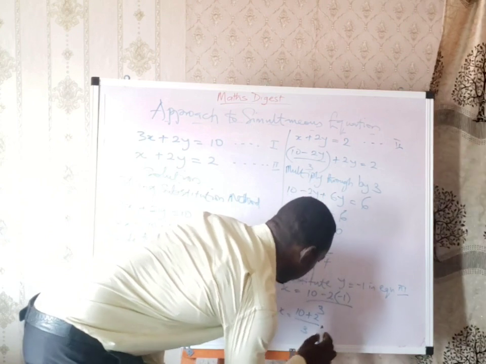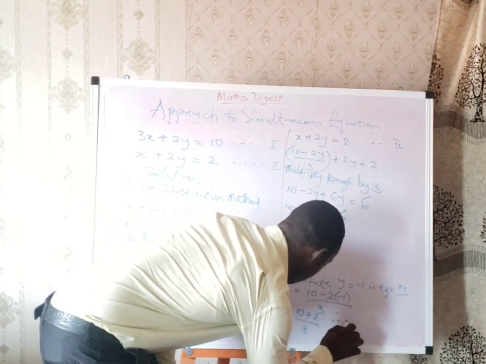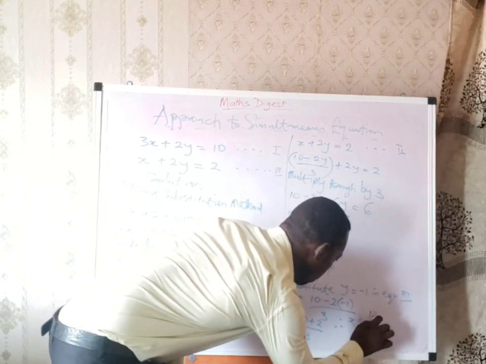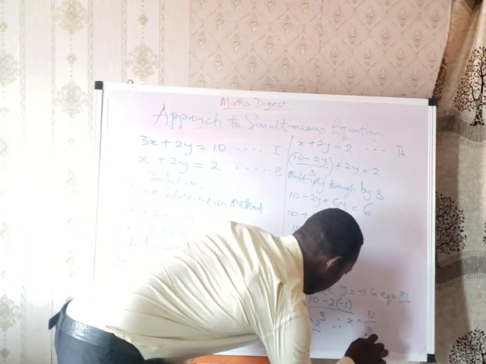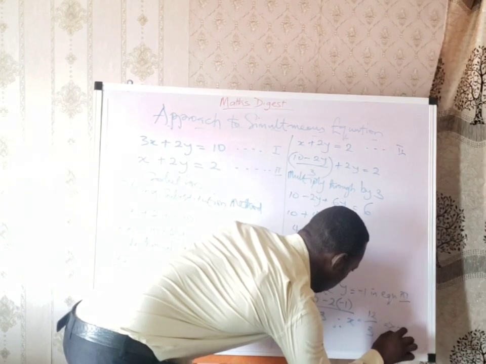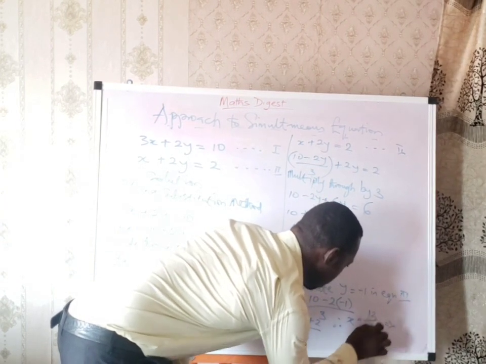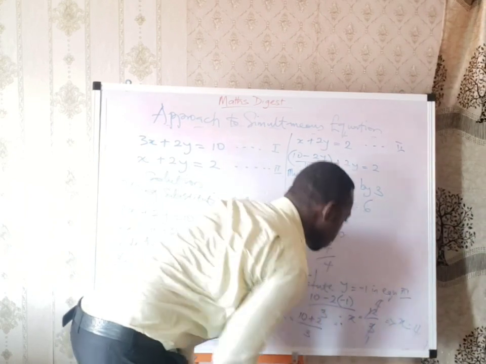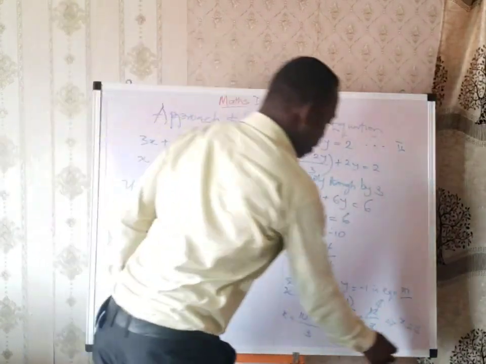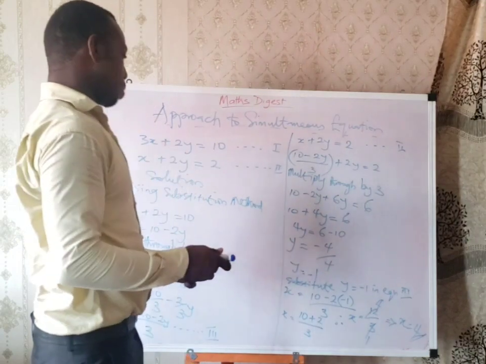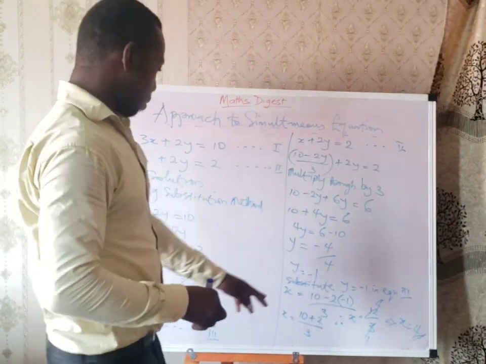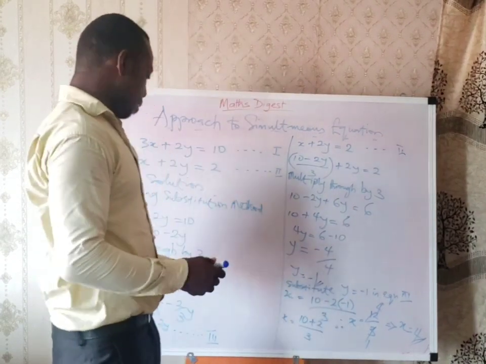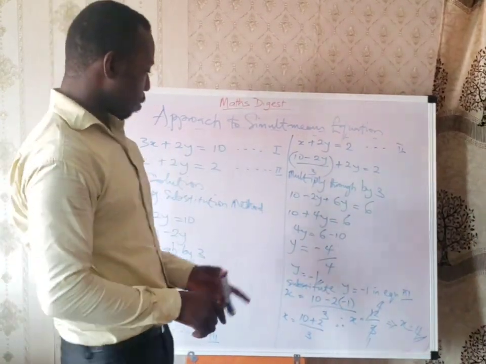So with this we have, therefore, x is equal to 10 plus 2, which is 12 over 3. 3 into itself is 1, and 3 into 12 is 4. So we have x is equal to 4. Ladies and gentlemen, this is the answer: y is minus 1, and x is equal to plus 4.